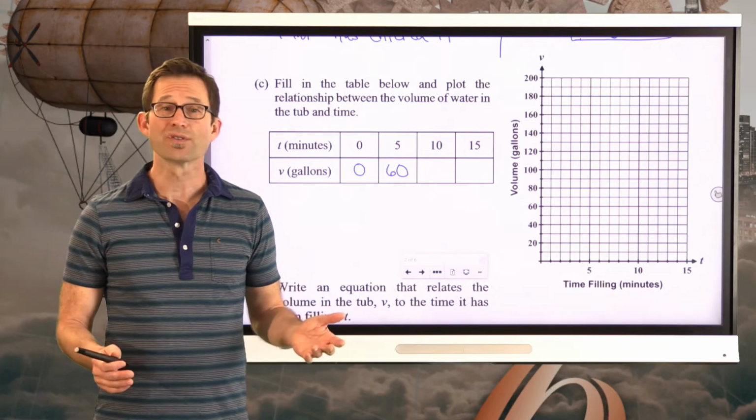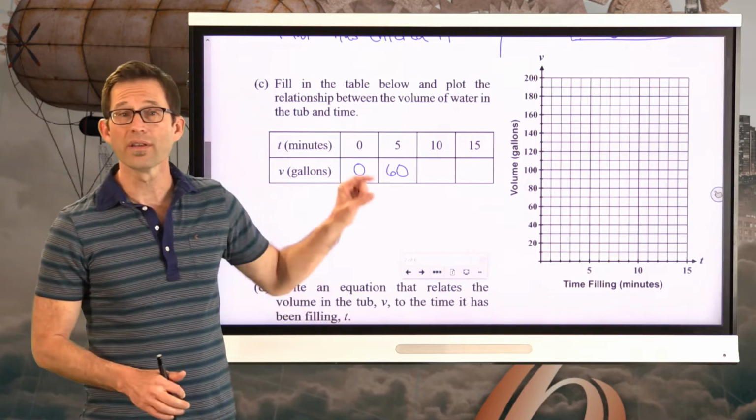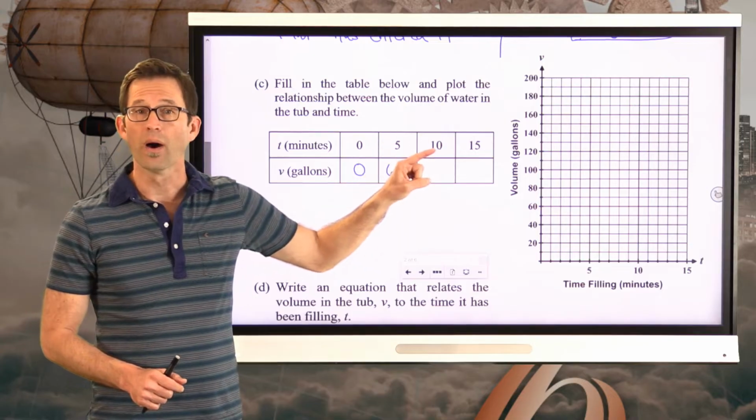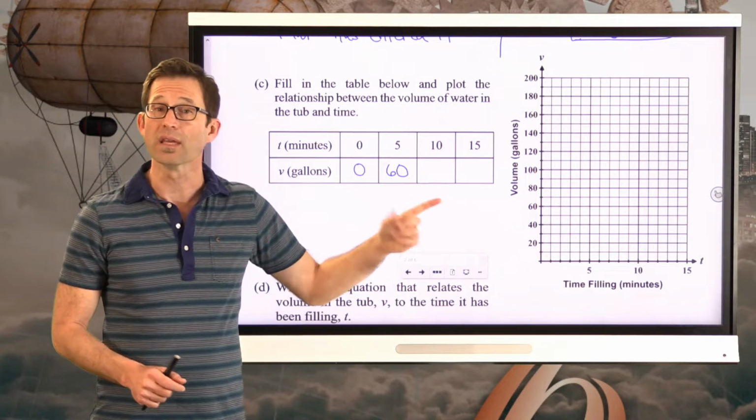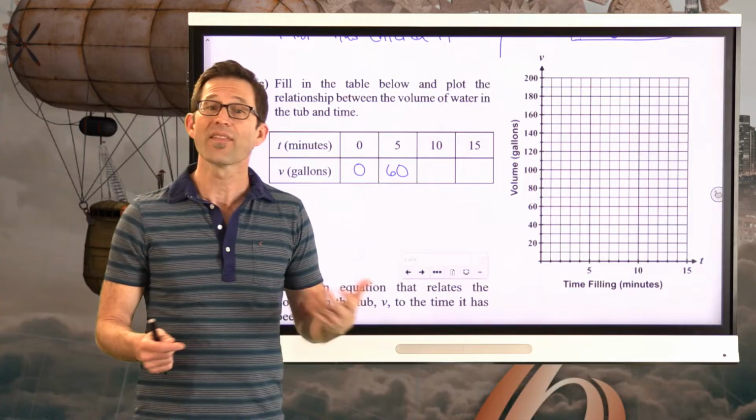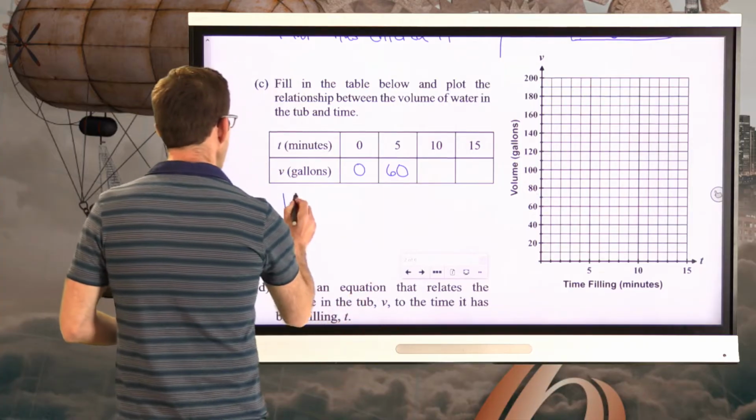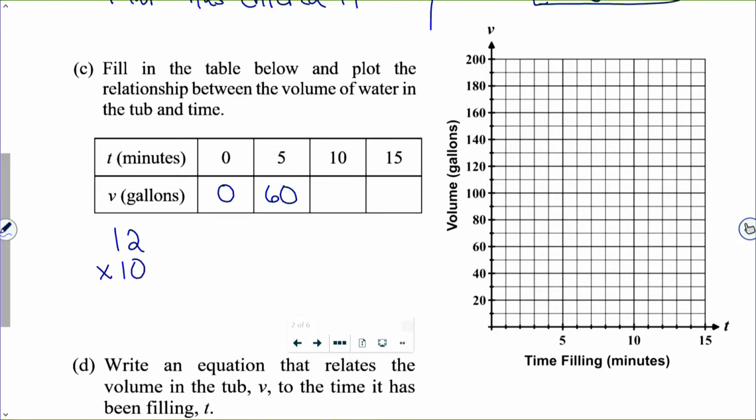All right, well, this is just a ratio table again. So we could literally take this initial ratio where we've doubled the 5 and now we could double the 60, or we could just keep taking that 12 gallons per minute and multiplying it by how much time has passed. So after 10 minutes, 120 gallons have gone in there. And then if I did my 12 and multiplied it by 15, this one would take us a little bit more time, but we would find 180 gallons have flown in there, right?